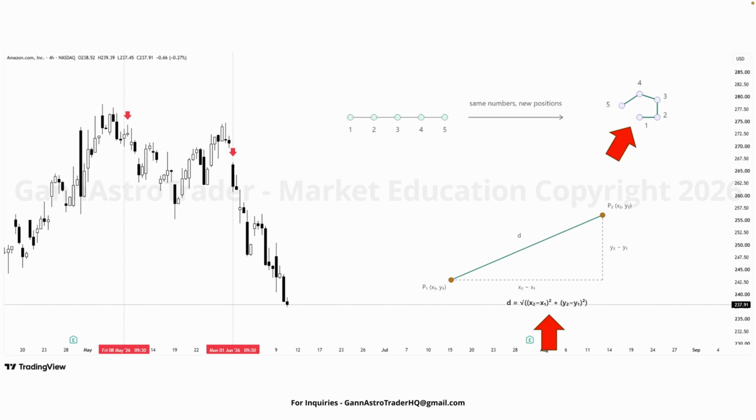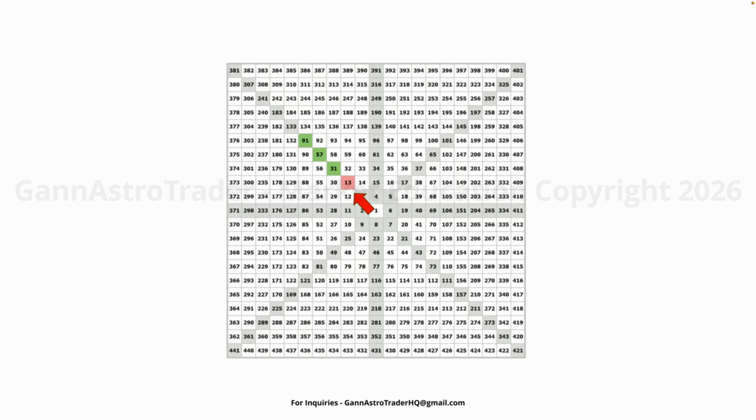Notice that this equation only works after every object has a position in space. A simple list of numbers has no coordinates, so this type of measurement is impossible. Geometry begins only when numbers are given a location. The square of 9 follows exactly this mathematical philosophy.